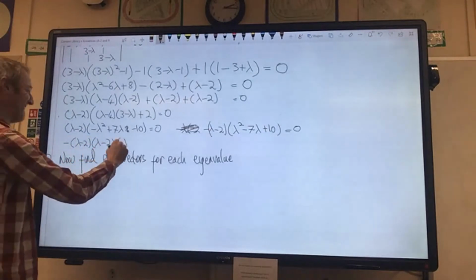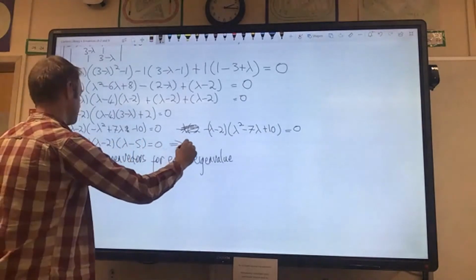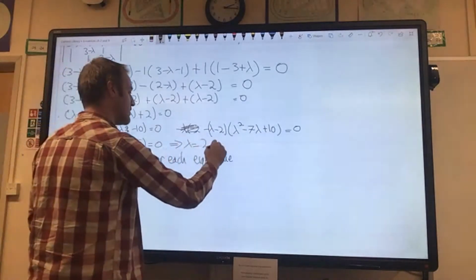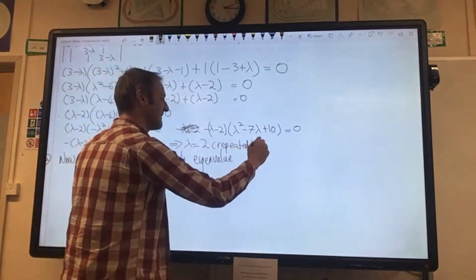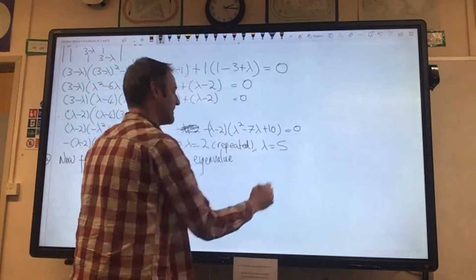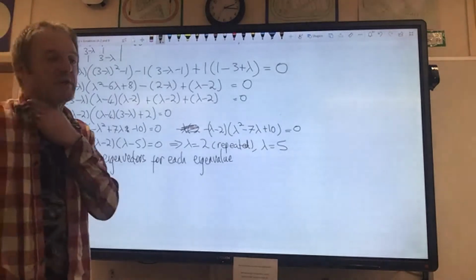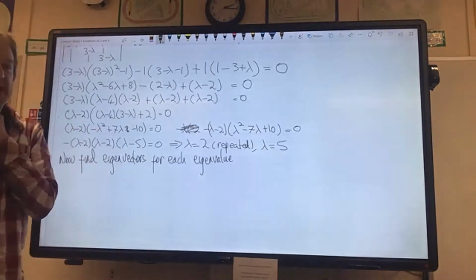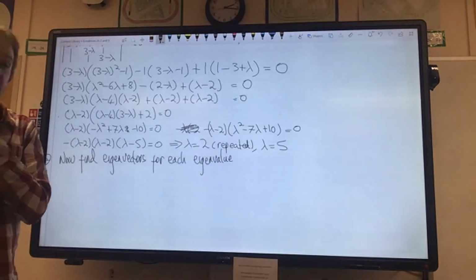That's right. Okay, so that's the answer I've got. I've got a repeated root of 2 and a root of 5, and it is just algebra. It's just dealing with the cubic, but as you can see, it can potentially get quite difficult. You could potentially be talking about factorising a cubic.